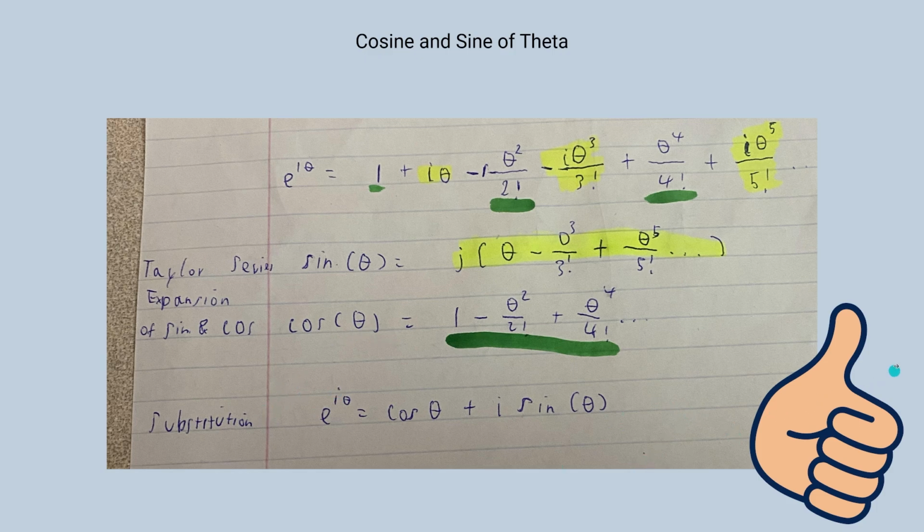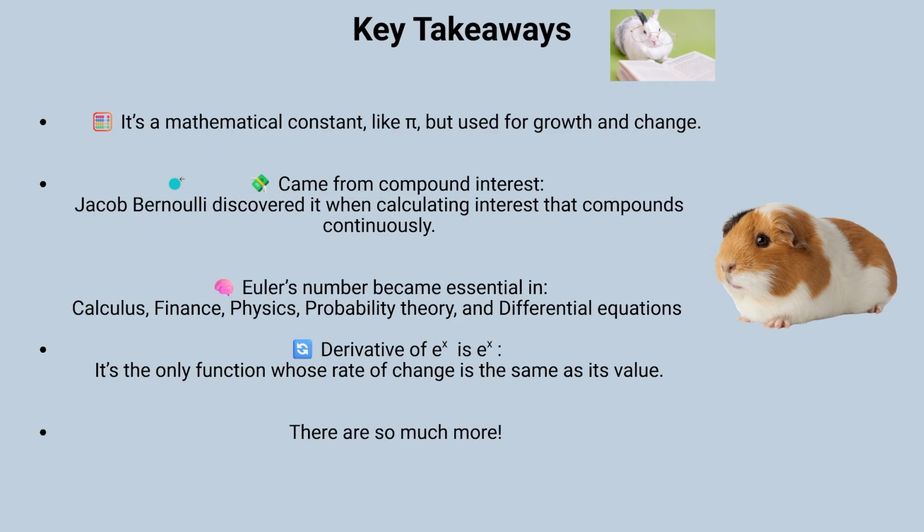Next, here are some key takeaways. Euler's number, a vital mathematical constant, plays a crucial role in understanding growth and change. Its origins trace back to Jacob Bernoulli, who discovered it while calculating continuously compounded interest. Euler's number is fundamental in various fields such as calculus, finance, physics, probability theory, and differential equations. Notably, the derivative of e to the power of x is equal to the function itself, making it unique among functions as its rate of change is identical to its value.